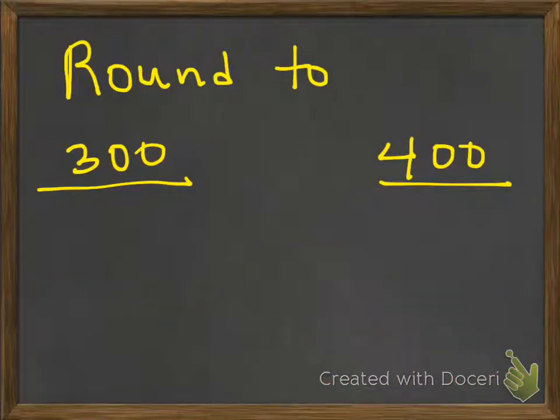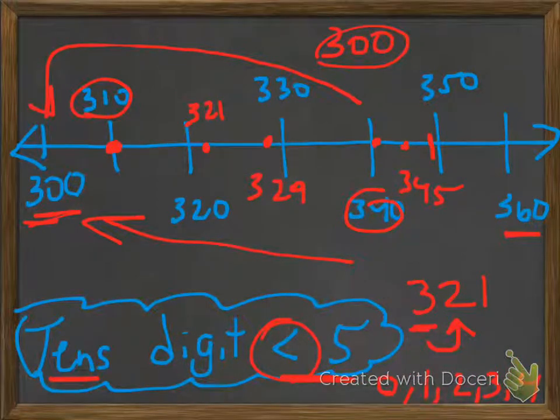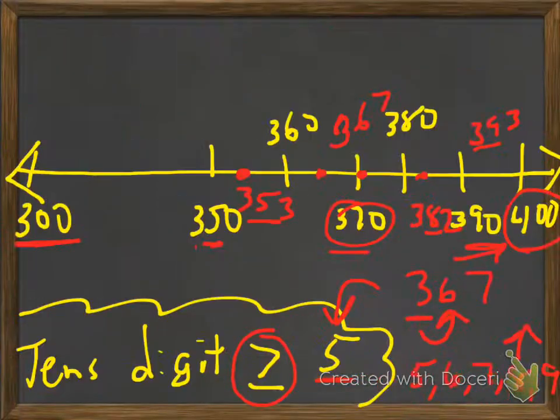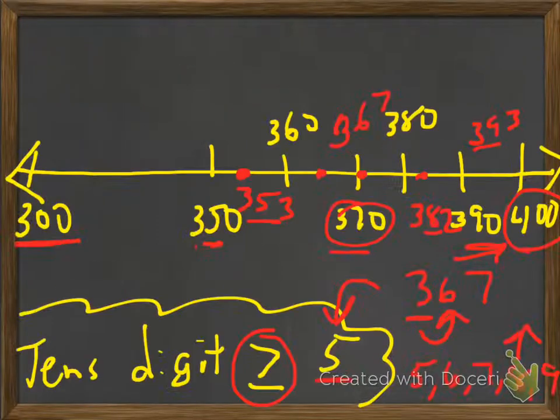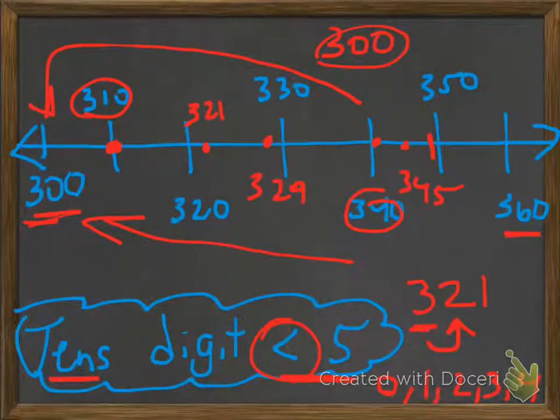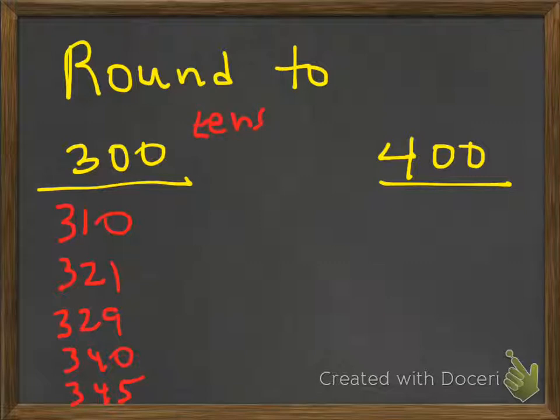So let's list our numbers. For the ones we rounded to 300, we'll have to go back. We have 310, 321, as well as 329, 340, and 345. And they all qualify because in the tens spot, the tens digit is less than 5.